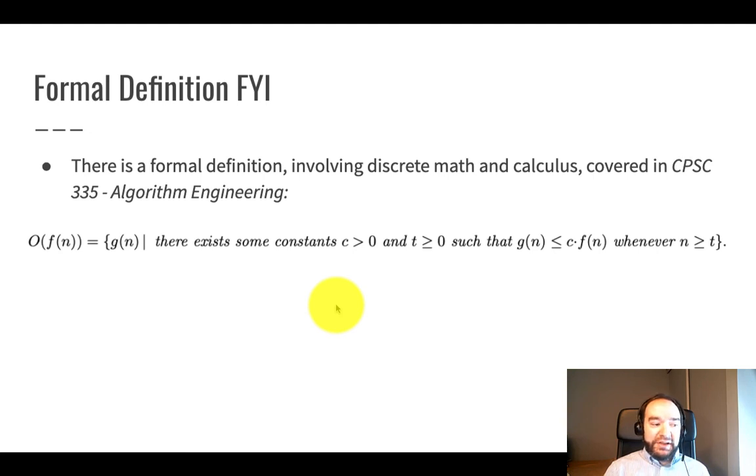I want to mention, before we leave this topic, that there is a mathematical formal definition of big O. This is a well-defined mathematical object involving sound mathematics. However, that definition involves discrete mathematics and calculus. Those are math courses that data structures students haven't necessarily taken yet. So we don't use this formal mathematical definition. That's covered in a later class, Computer Science 335 Algorithm Engineering. So if you're into the formal sound mathematical approach, kind of wait for that course. We're going to be using that more casual approach.